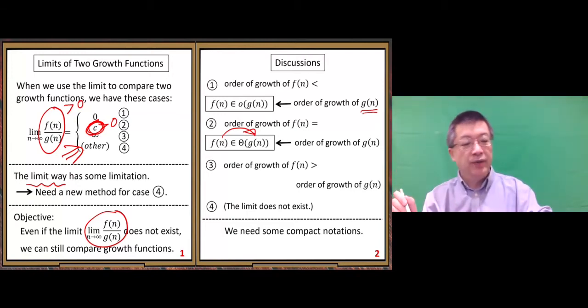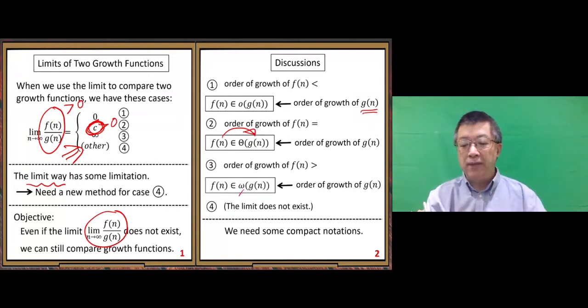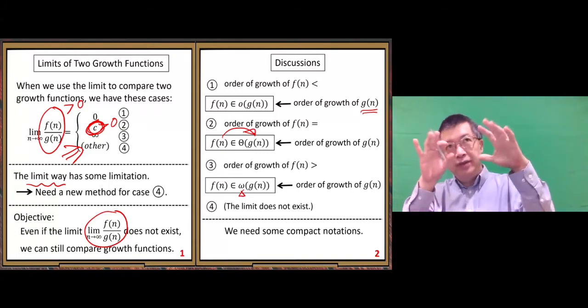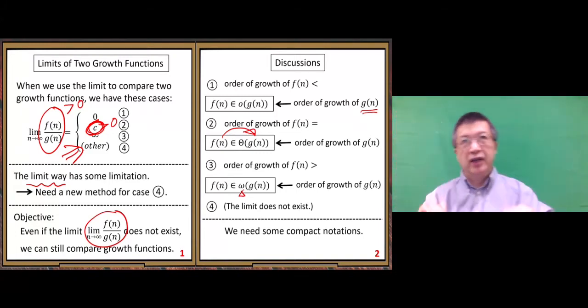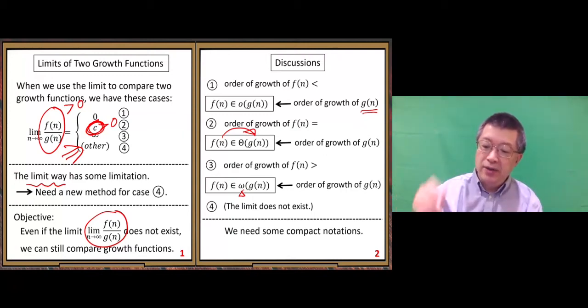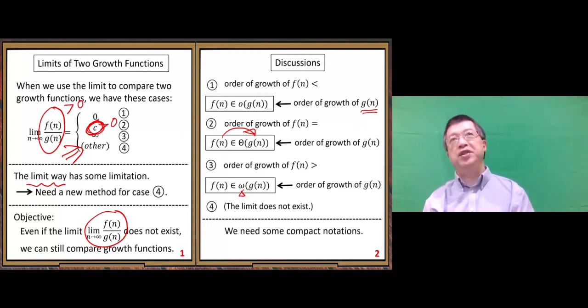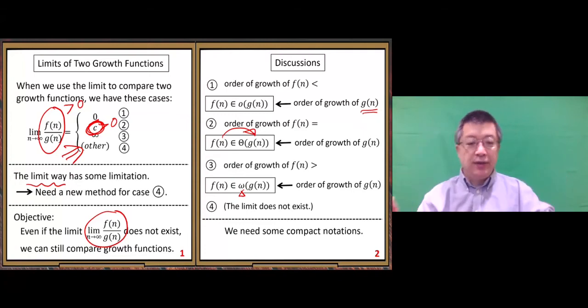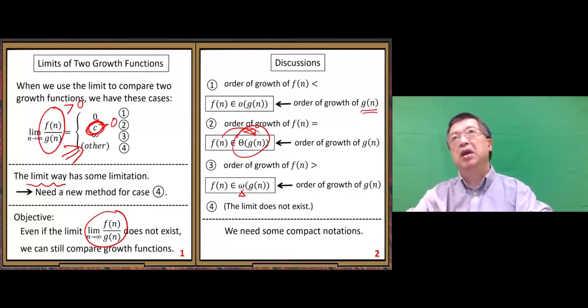For case 3, we introduce another notation, little omega. In this case, the limit is infinity. In that situation, we use this little omega notation to represent. Next, we look at some more cases, and we do not use the limit method to do it. What's the new method we use?